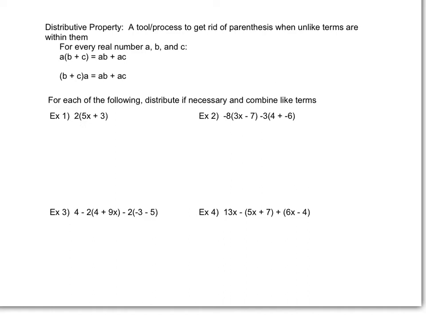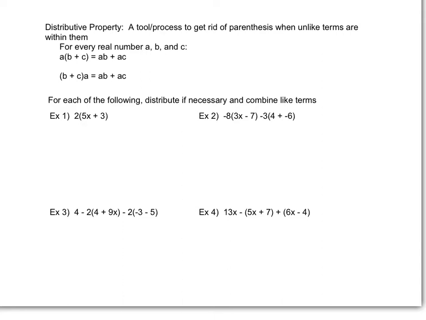Now let's talk about the distributive property. Sometimes when we're trying to simplify an expression, we run into a situation where the expression inside of the parentheses contains terms that are not alike. Whenever that happens, we still need a way to get rid of those parentheses. The way we do that is using something that we call the distributive property.